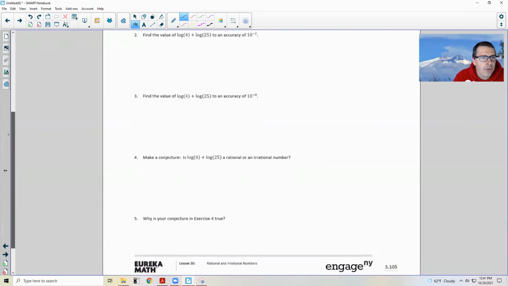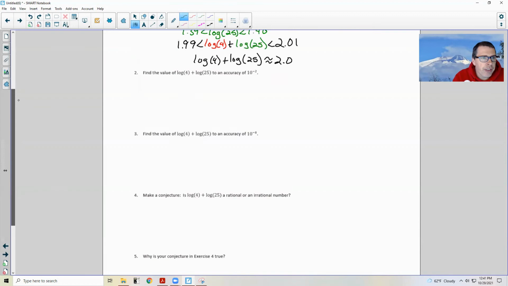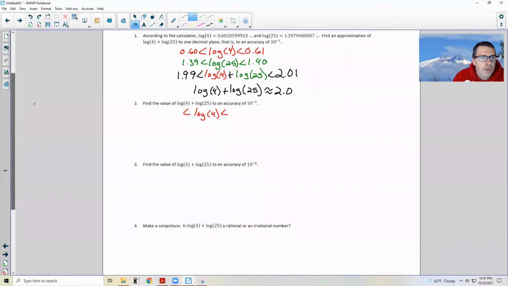Okay, so here we go. We're going to do this again. Now we want to find an accuracy out to 2 decimal places, to the -2. So we always want to go one more. The log of 4 is going to be between, and I need to show this up here. So now instead of just 0.60, we're going to go to 0.602, and then that rounds up to 0.603.